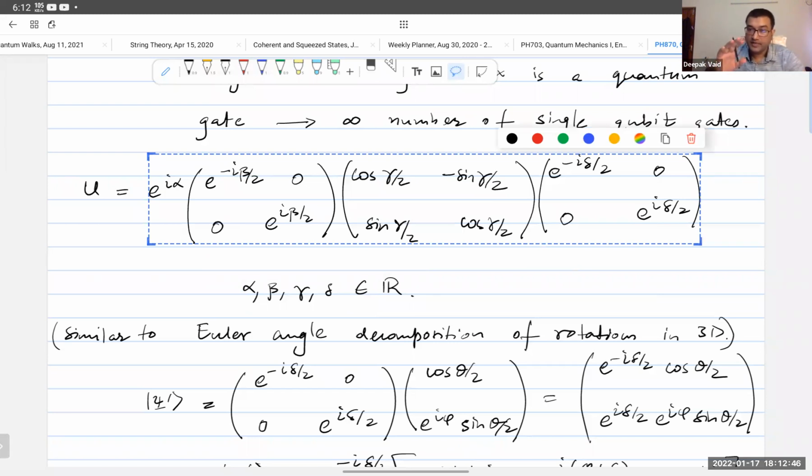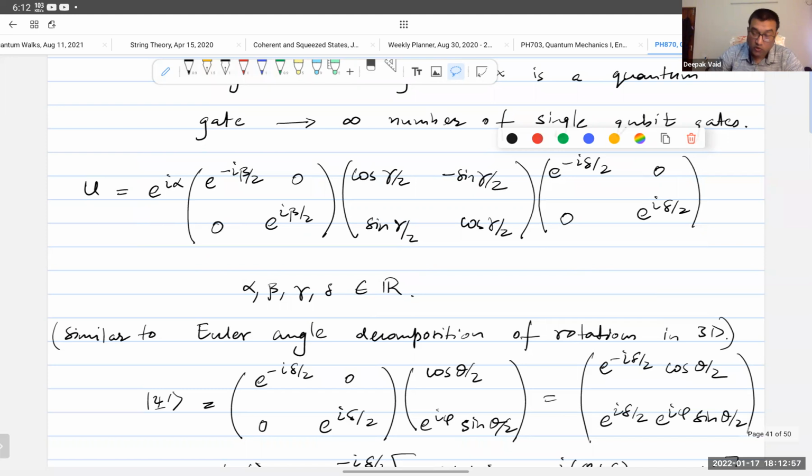But this certainly doesn't mean that every time you have to generate a single qubit gate, you have to take a product of this. It doesn't mean that at all. That is not what it's saying.